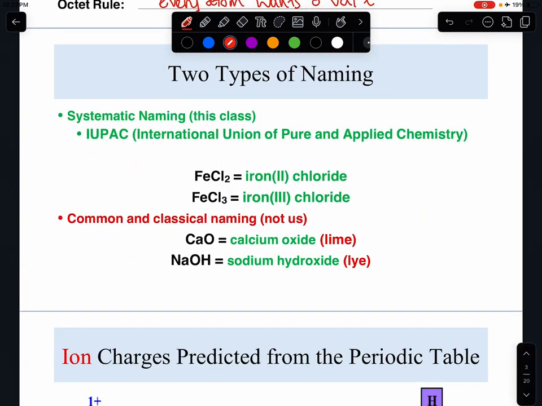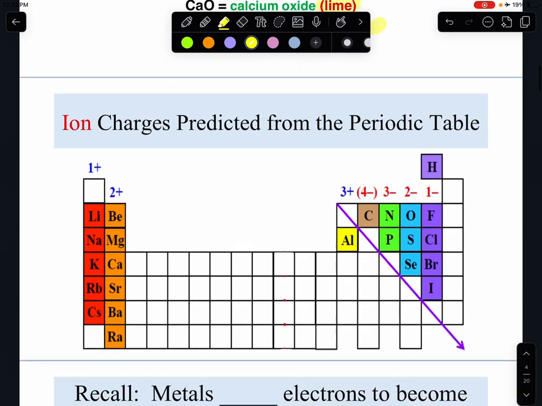So there's 2 ways of naming. We're going to look at the IUPAC way, which stands for International Union of Pure and Applied Chemistry. Therefore, we are going to use Roman numerals here. We're going to use the IDE ending. And then, of course, you are familiar with common naming. For example, if you've heard of lime or lye or vinegar, those are all examples of common naming. We're not going to work on that in this class. We're going to look at the systematic naming or IUPAC naming.